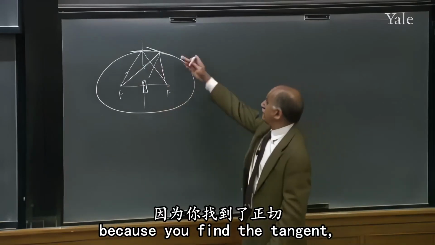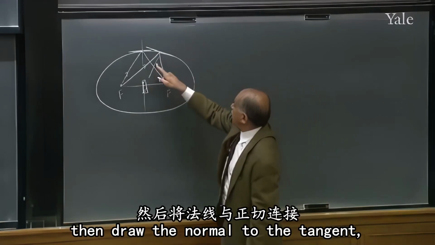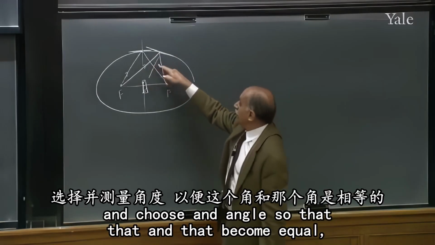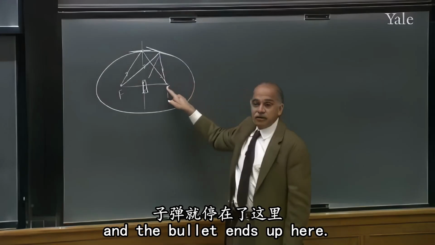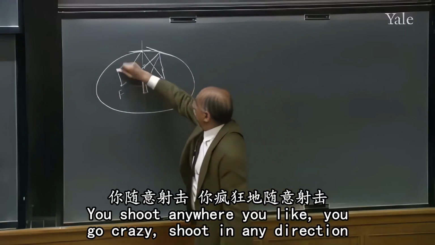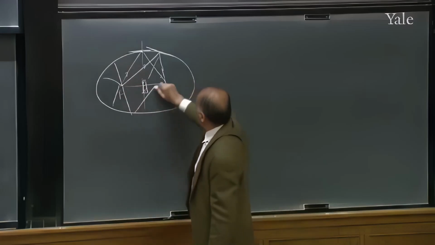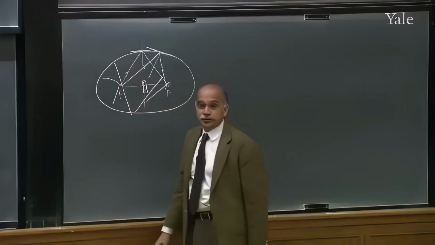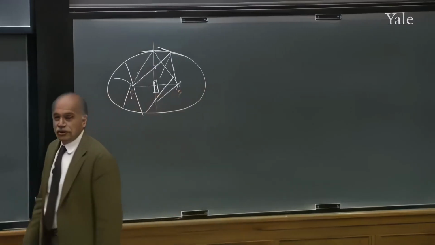You should find the tangent, then draw the normal to the tangent, and choose an angle so that that and that become equal, and the bullet ends up here. But I'm saying you don't have to do all that. You shoot anywhere you like. You go crazy, shoot in any direction. They will all end up on this person. So why is that?